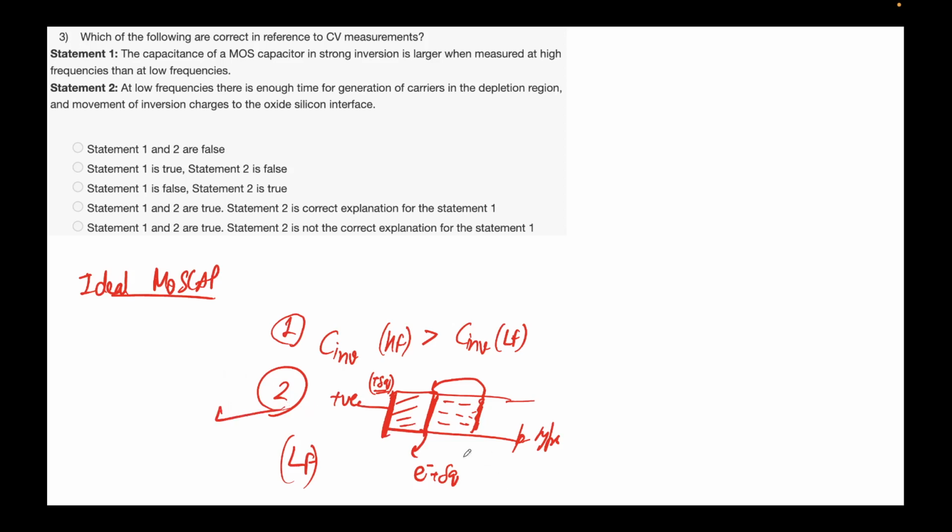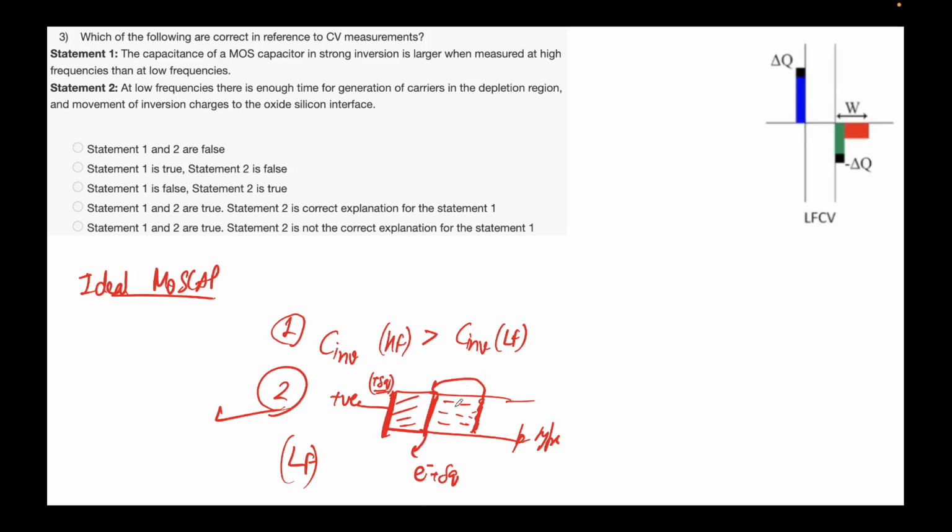This is what I have been arguing the whole time, that at low frequencies, the charge that you are putting at the gate will stay there for long enough so that electrons will get generated here and can move to the oxide semiconductor interface and thus can contribute there. So the only capacitance this extra delta Q is seeing is just the Cox, right? That's what I've been saying. So this is the picture in terms of charge.